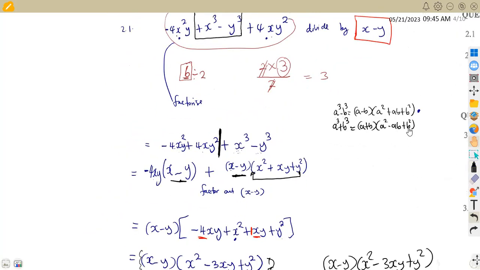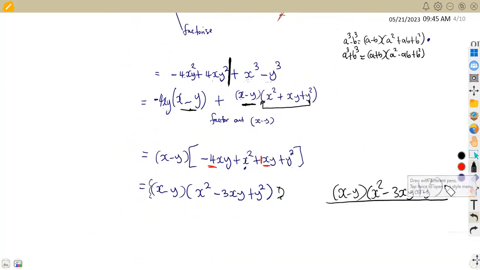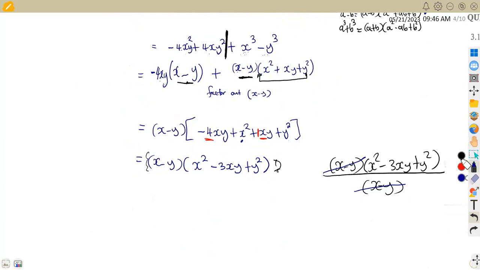So if we divide this whole expression by x minus y like this, I want you to see what's going to happen. The x minus y and the x minus y are the same. So this can cancel. So therefore, our answer is going to remain as this part that is remaining in the bracket, x squared minus 3xy plus y squared. So this is what we are going to remain with as your final answer.